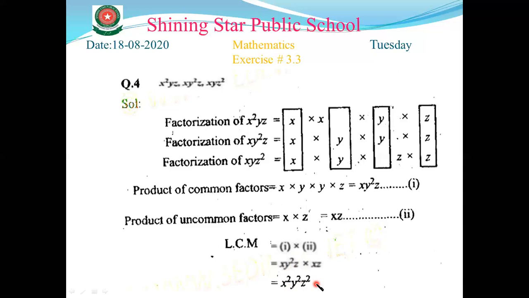Now you can check in question, what is the highest power of x? X square. What is the highest power of y? Square. What is the highest power of z? You will again get square. So it's very simple. You get x square, y square, z square. Okay.